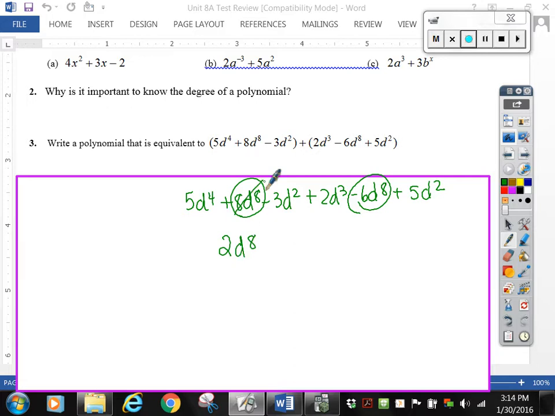Now once I've added it, I cross it out. Now I'm going to look for my next biggest one, which is 4th. So I have 5d to the 4th. There are no other d's to the 4th. Now I'm going to cross that out. I have 1d cubed, so I'm going to do 2d cubed. Then I have 2d squared, so negative 3 plus 5 is plus 2d squared. So make sure that you rewrite your polynomial and make sure that you cross out as you use things so you know if you've left something out.